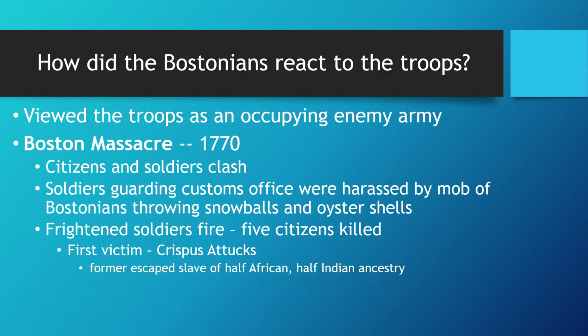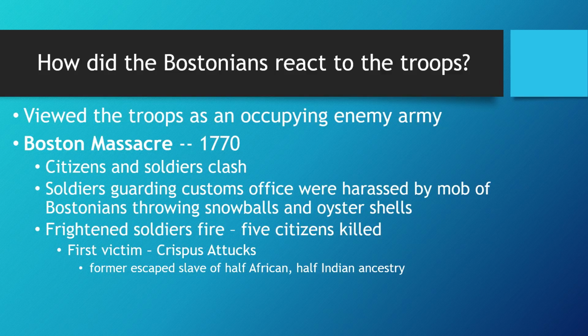On a cold, snowy night, a group of 7 British soldiers were guarding a customs house, which was an office for tax collectors. A mob of civilians showed up, probably many of which were members of the Sons of Liberty. They shouted insults at the soldiers and threw snowballs and oyster shells at them. At some point, the frightened soldiers fired, and 5 civilians were killed.